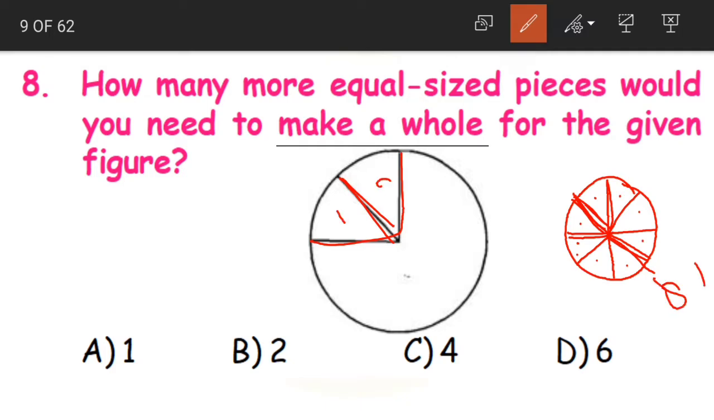But in the question we are already having 2 pieces. These are already there. So how many more do we need? 1, 2, 3, 4, 5, 6. We need only 6 more pieces to make it a whole. So option D, 6, becomes our correct answer.